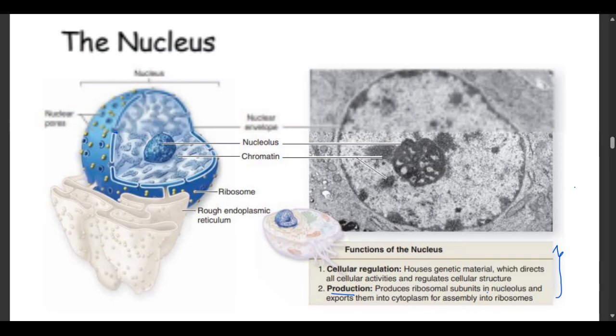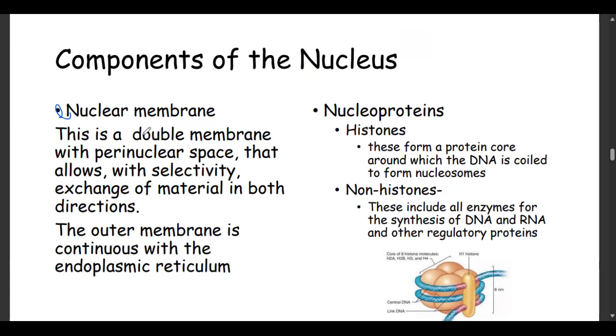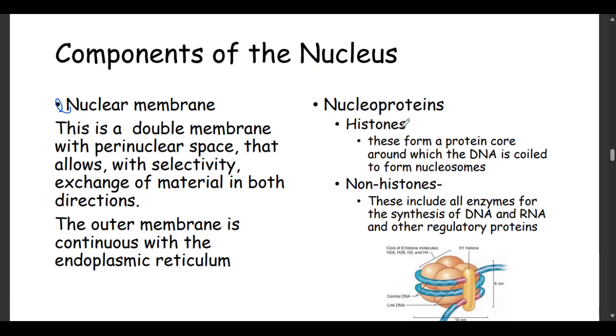Okay, and then other stuff that you find in this nucleus are what are known as nucleoproteins. Nucleoproteins, these are proteins that are found in the nucleus basically. And an example of these are histones, and some of them are non-histones. So histones form a protein core around which the DNA is coiled to form nucleosomes. We'll explore this in a bit.